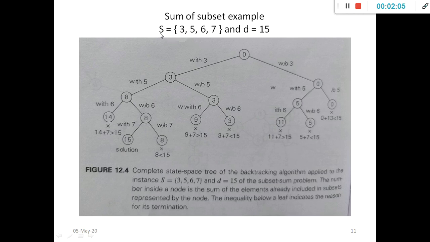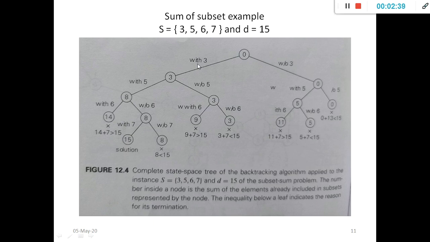The given set S has 4 elements: 3, 5, 6 and 7, and the desired d value, or the expected sum from the subset, is 15. Initially, design the state space tree. Initialize the root element with 0, assuming the initial sum value is 0, and that 0 represents the root of this state space tree. Next, choose the first element, 3, and put it into the subset.